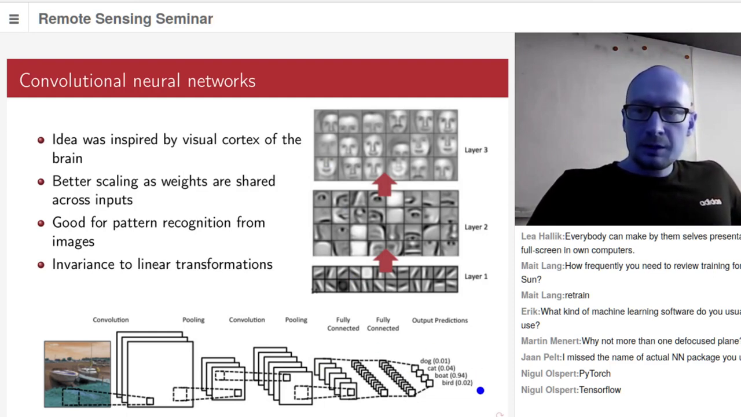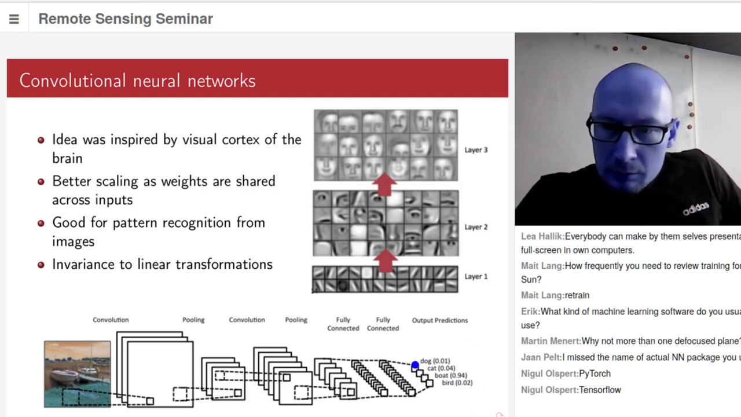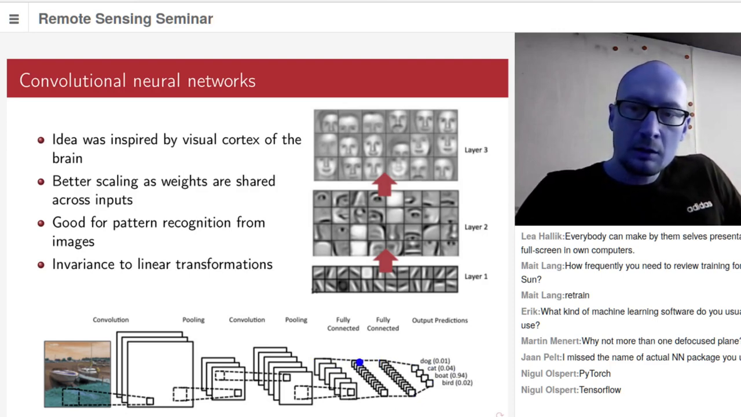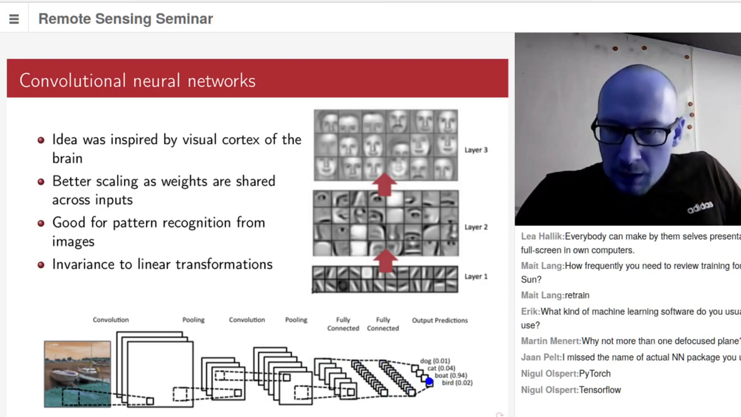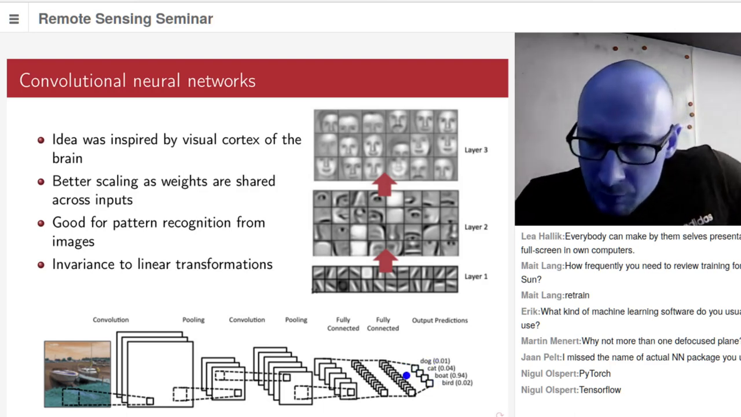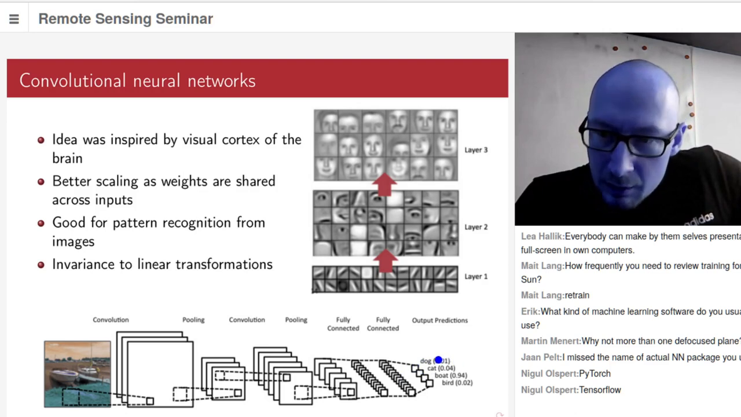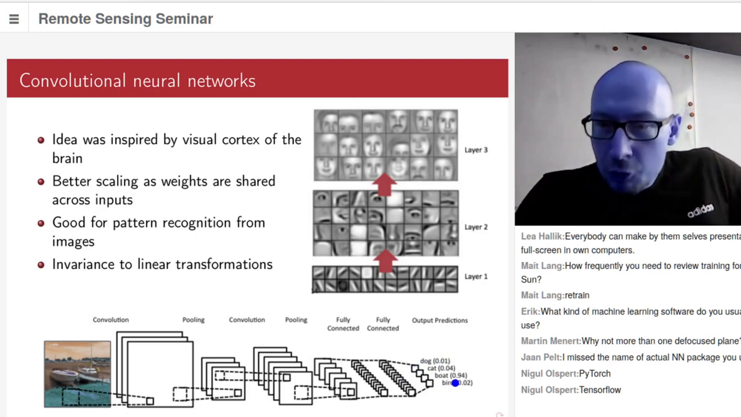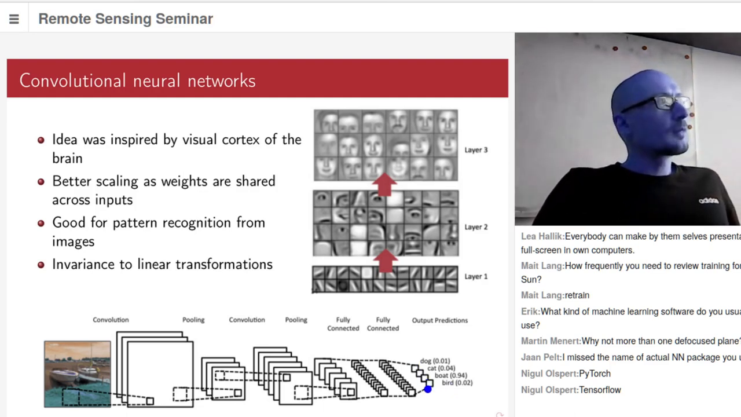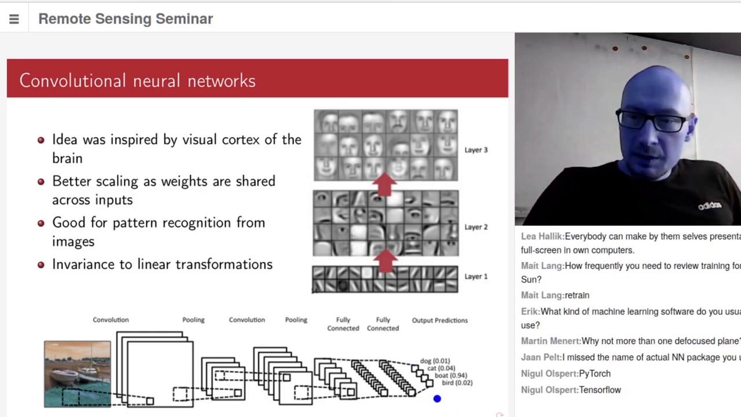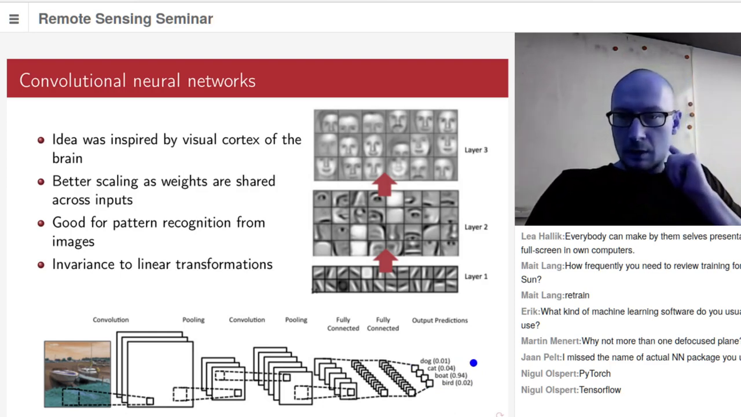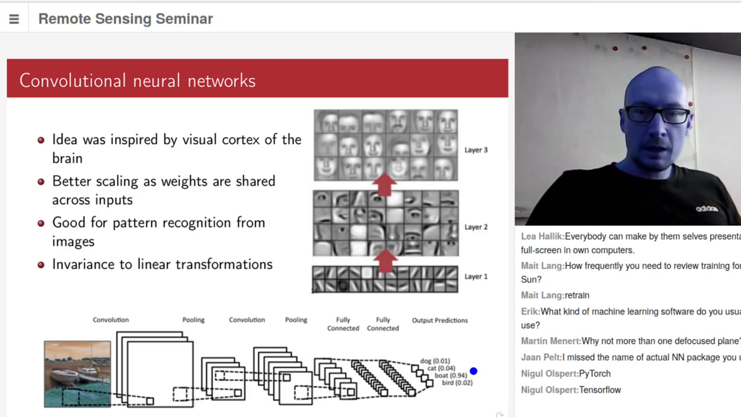After the convolutional layers are applied, usually you have a couple of fully connected layers. In this particular example, in the output you have four neurons, which represent cats, dogs, goats, and birds. You interpret these neurons as the probability of the output being a bird, goat, cat, or dog. And that's usually how this kind of image-based training is done.